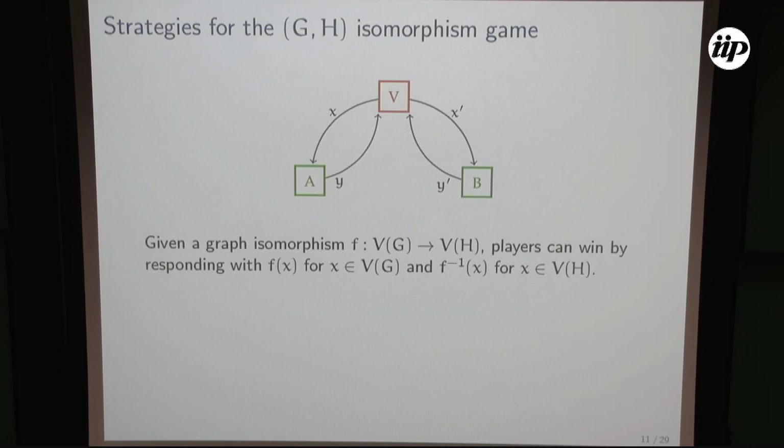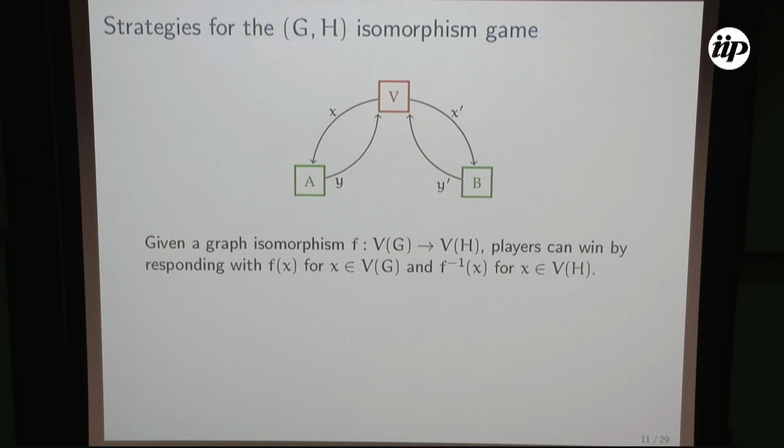Just to get a better understanding of the game and how things work, let's suppose that two graphs are indeed isomorphic. So there is this mapping F that takes vertices from one graph to those of the other, that is a bijection, preserves adjacency and non-adjacency. Then what the players could do is play according to this isomorphism F.